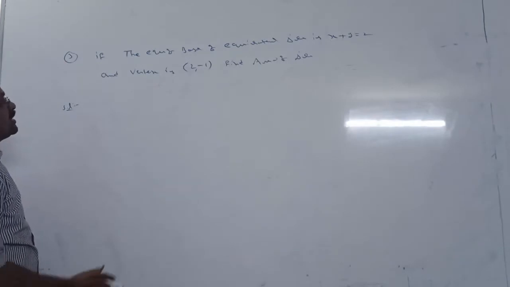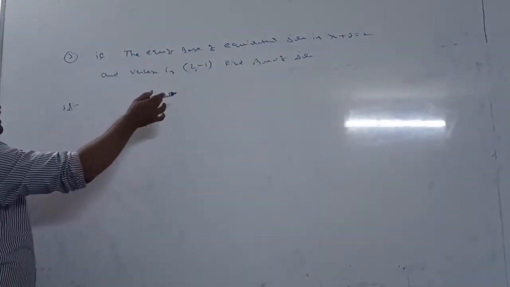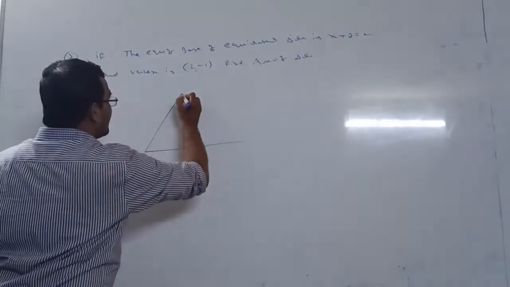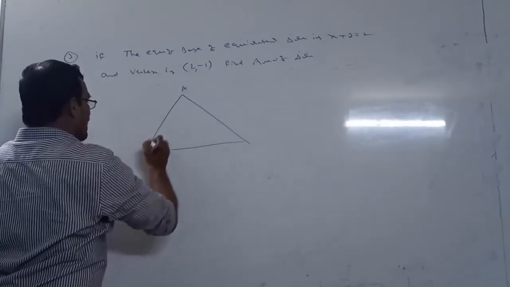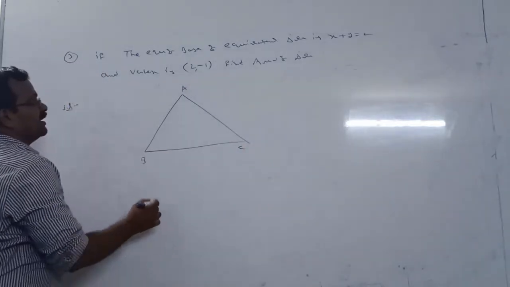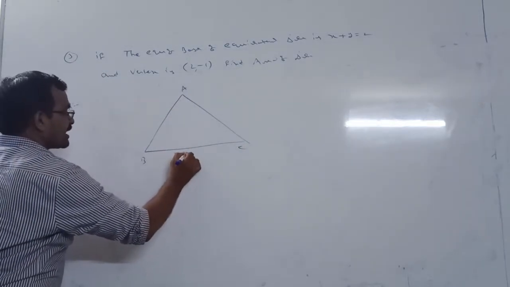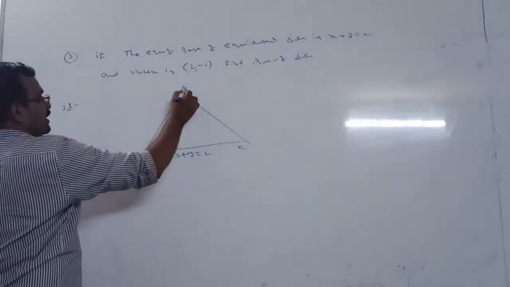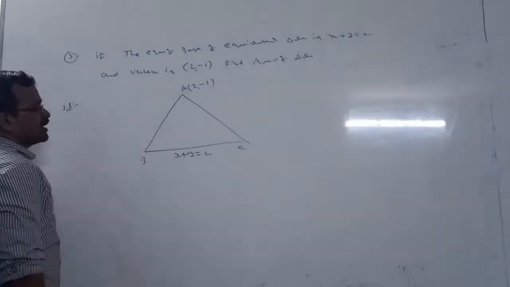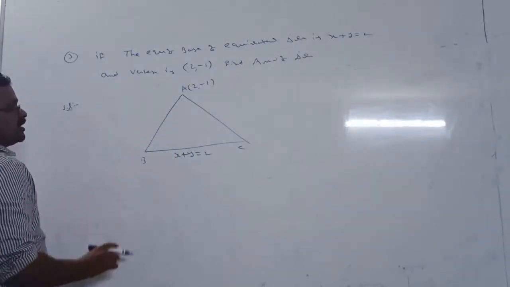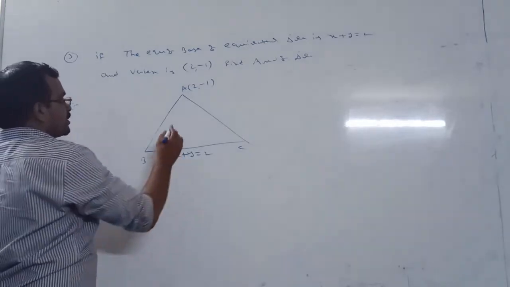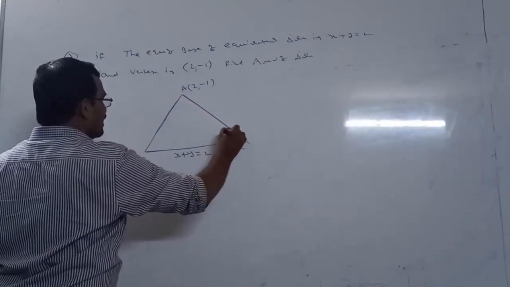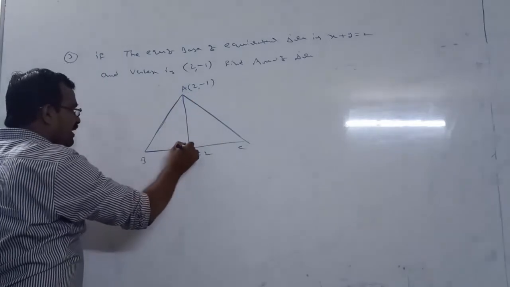See the explanation. Suppose in this question triangle ABC is equilateral. The given base x plus y equal to 2 is the base, and the vertex is given as 2 comma minus 1. So they are asking for this equilateral triangle's area. In an equilateral triangle, I draw one perpendicular.